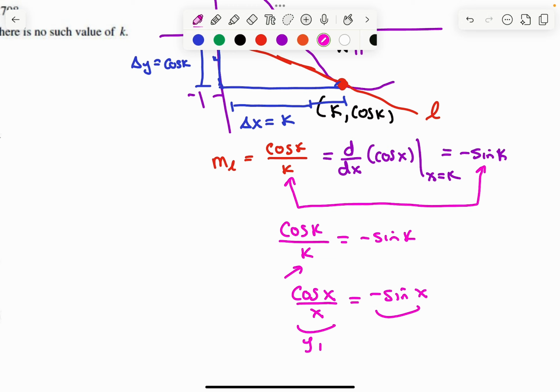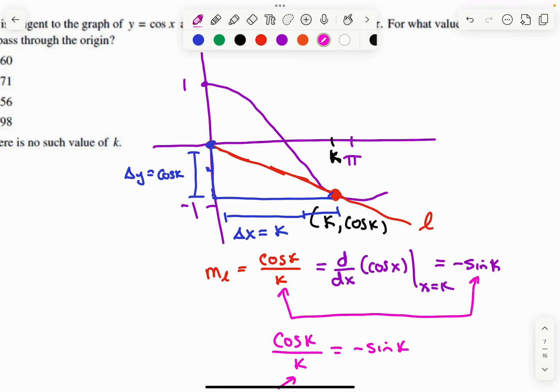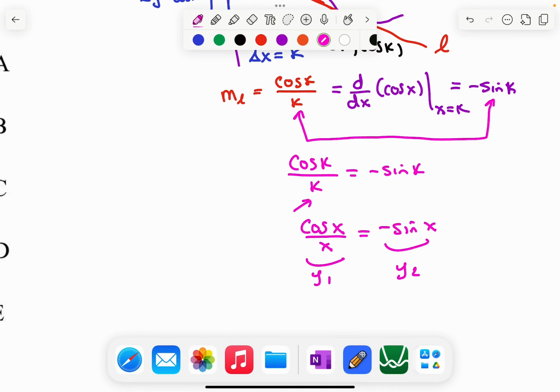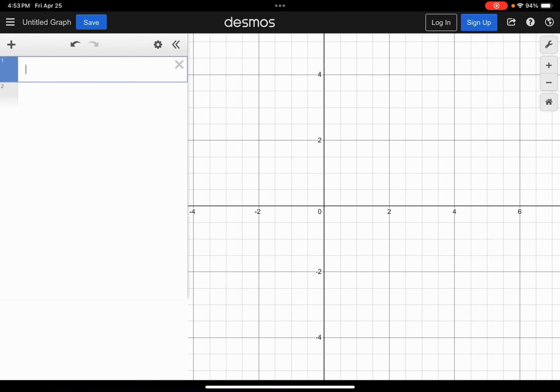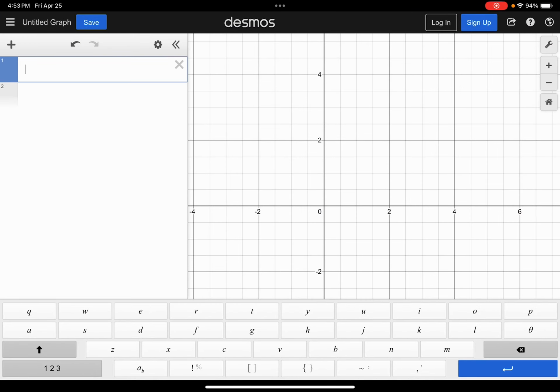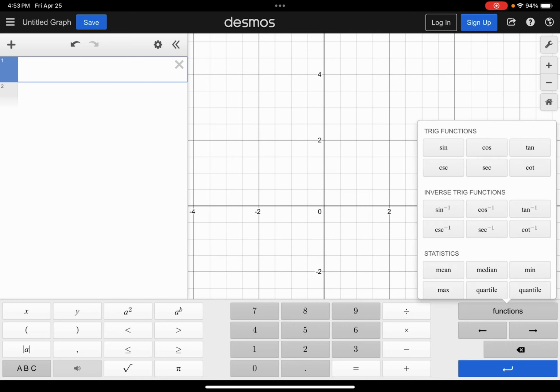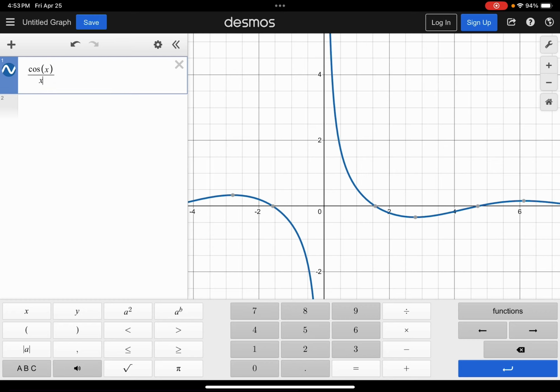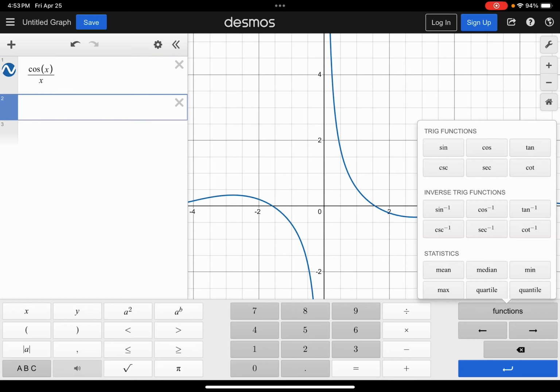This is y1, this is y2 if you're using a graphing calculator. I'm just going to go into Desmos and find where these intersect. They may intersect more than once, on the interval 0 to pi, right? So cosine of x over x and negative sine of x. Okay, so we got cosine of x divided by x, and we got negative sine of x.